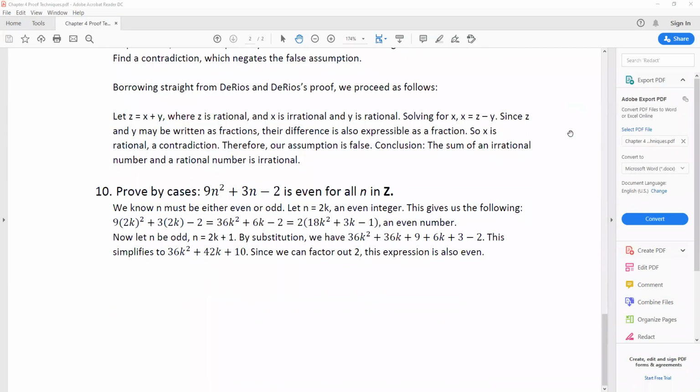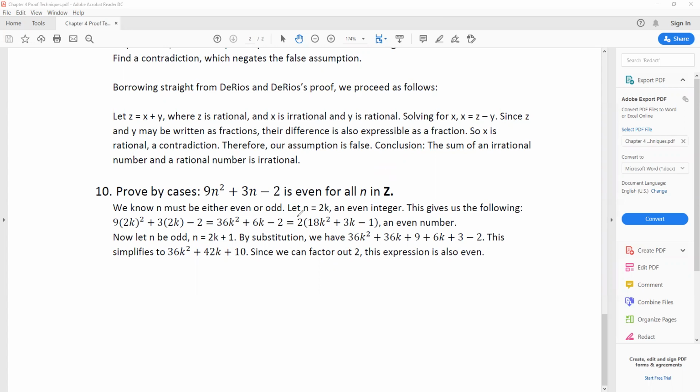And finally, number 10, prove by cases. Prove the following: 9n squared plus 3n minus 2 is even for all n in Z. So we know that n has to be an integer. We know that if n is in the set of integers, then n must be either even or odd. And we're going to look at both cases.